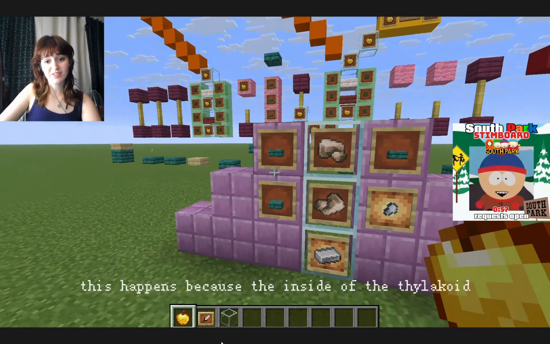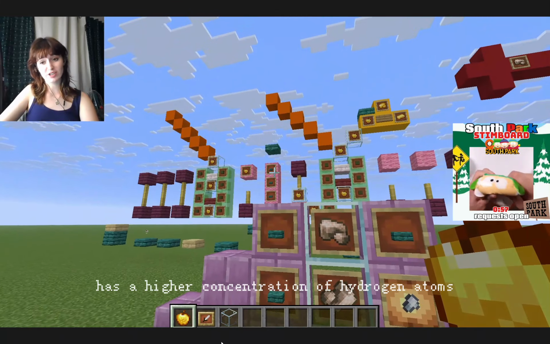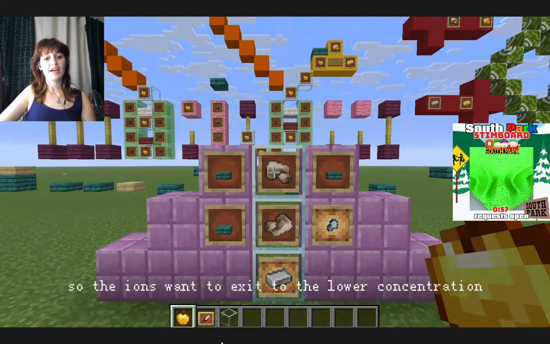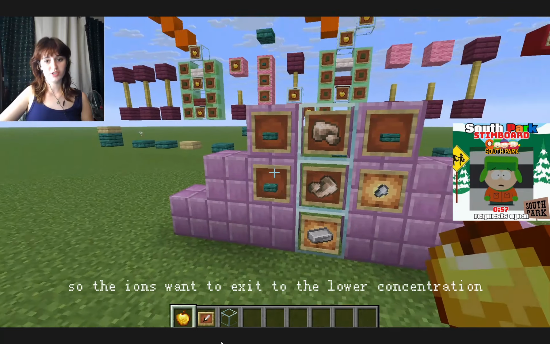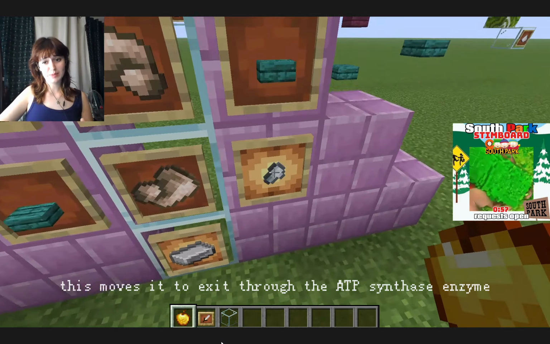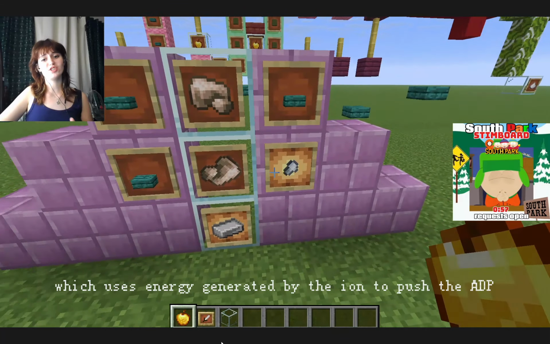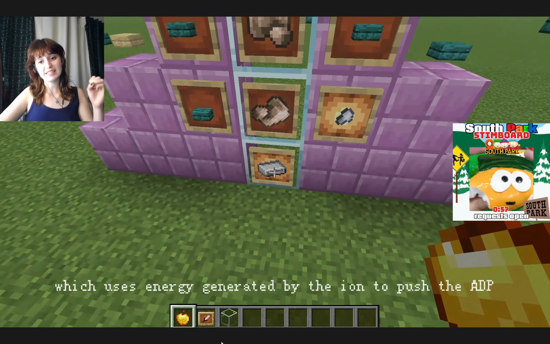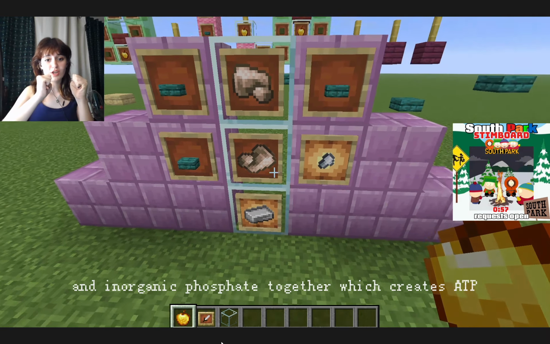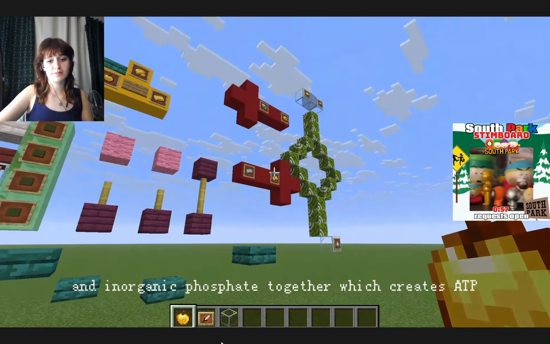This happens because the inside of the thylakoid has a higher concentration of hydrogen atoms than the outside, so the ions want to exit to the lower concentration. This moves it to exit through the ATP synthase enzyme, which uses energy generated by the ion to push the ADP and inorganic phosphate together, which creates ATP.